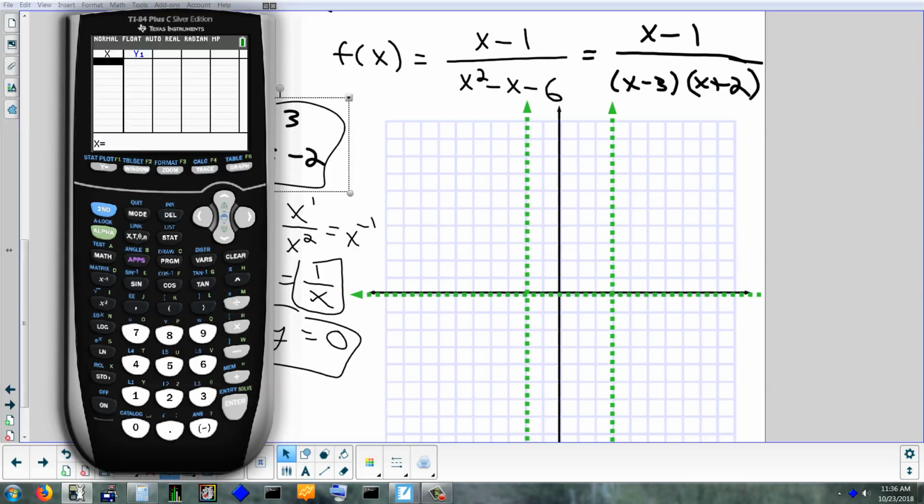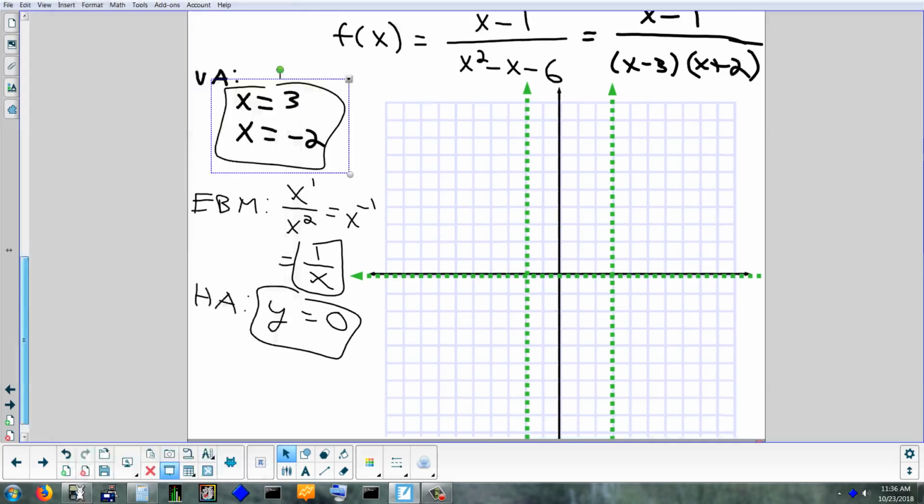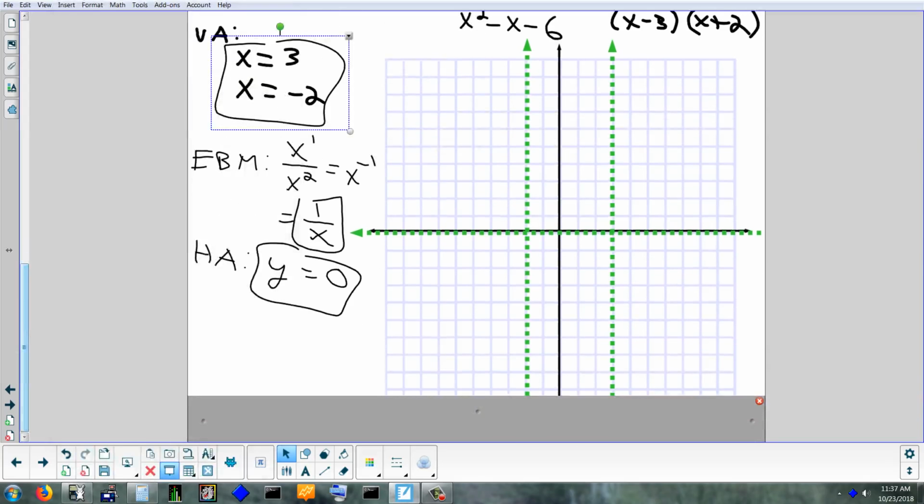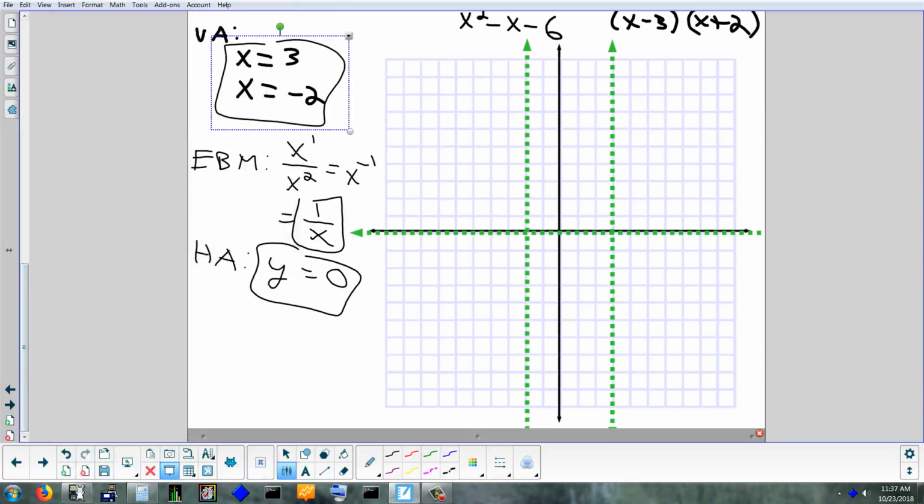Very, very close to it, but just a little to the left. Negative 2.0001. Well, if you plug in negative 2.0001, it says you're at negative 6,000. So when you're just to the left of that green dotted line, you are way, way down. I can't go to negative 6,000, but you're pretty far down.